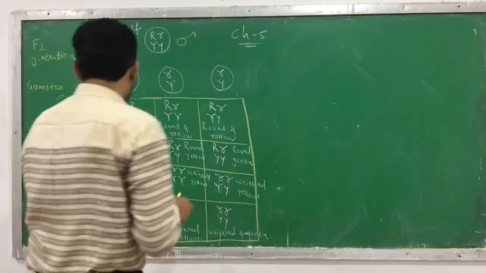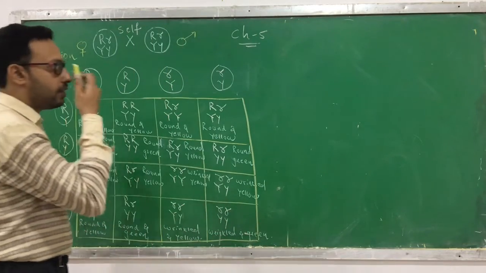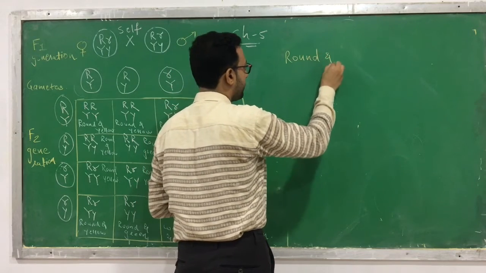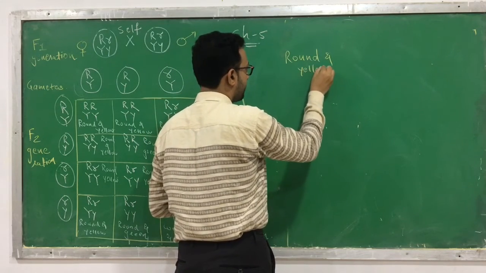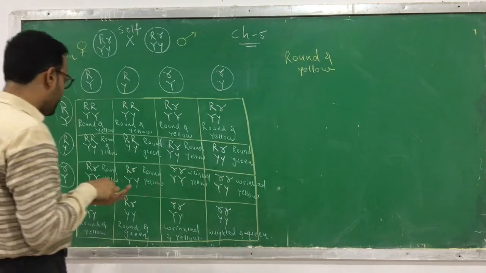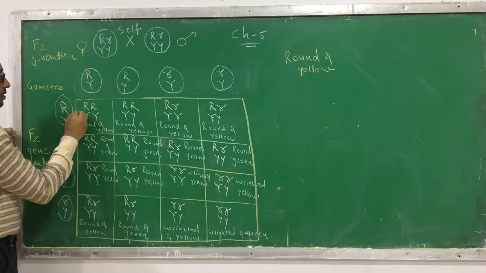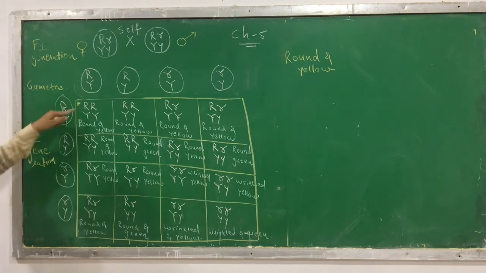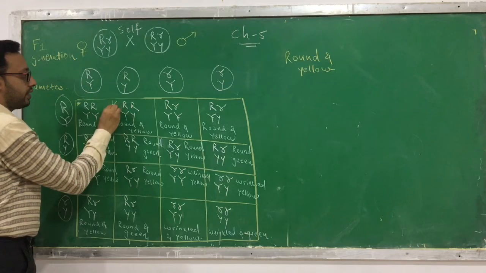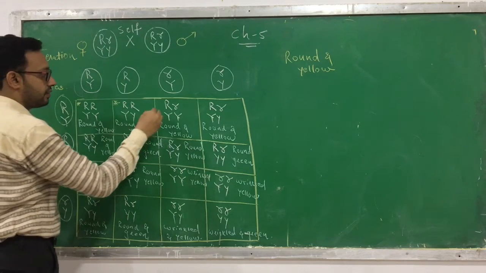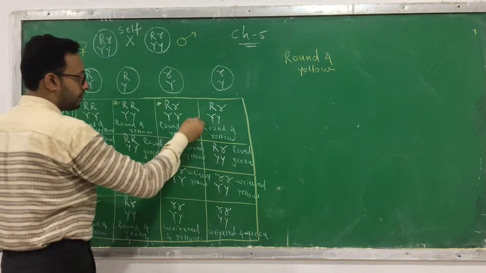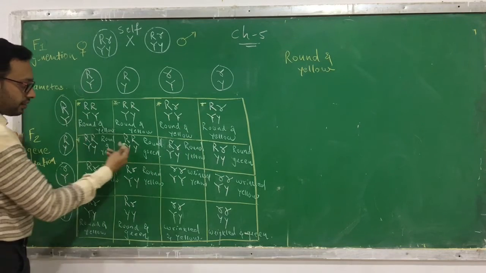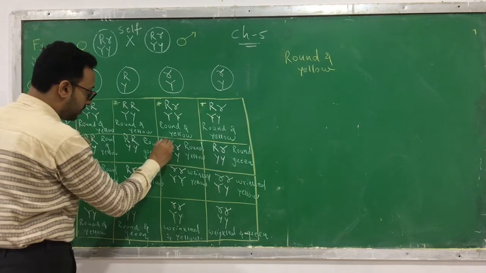So first of all, counting. How many round and yellow are there? I am writing how many round and yellow. Clear? We are just counting. So this is first. I am making a square, a star, so you can recognize. Second, third, fourth, fifth. This is not round yellow, this is round yellow.